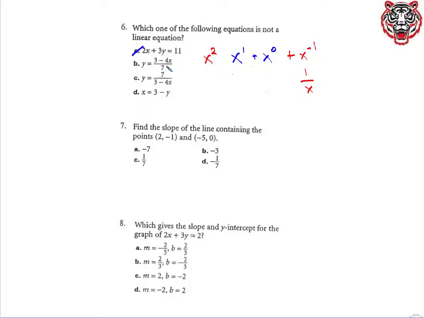This is divided by 7, but you're allowed to divide by 7. You can divide by a number. You just can't divide by x. Remember, when I divide by x like I have on the right over here, that's bad, so it can't be B. It's C. Look, we're dividing by x. X is now in the denominator. It can't be D because there's no division here. So C, we're dividing by x, so C is not linear, therefore the answer is C.